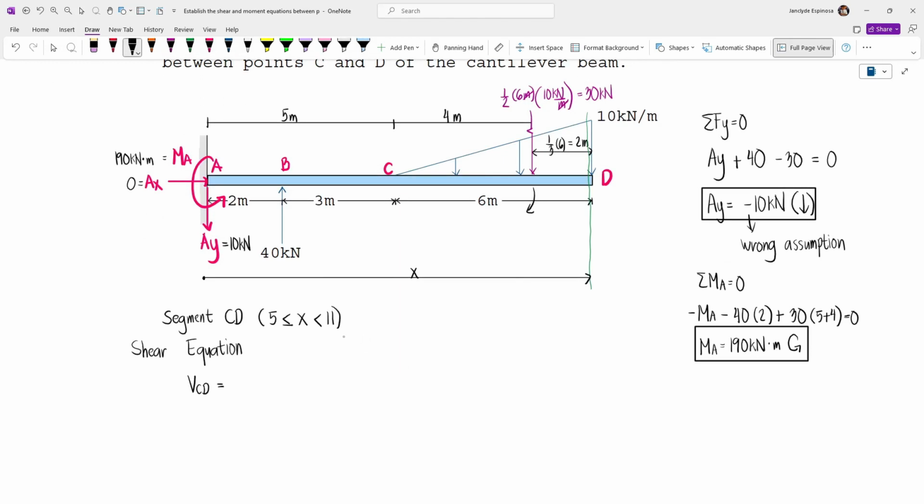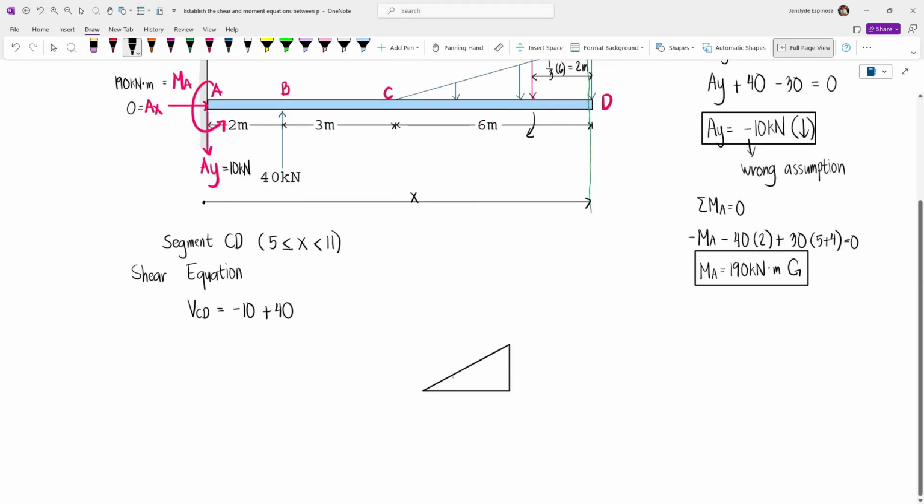Now summing up forces up to this point, we have minus 10 because that's downward, and then plus 40 because this is acting upward, and then finally, we're gonna define the resultant of this triangular load as a function of X, this one. So in terms of the variable X. Now to make sense of that one, let's try to draw a triangle. Now let's say this triangle has a height of H and a base of B. Now if we're gonna cut the triangle, let's say along this line, and then this is our X.